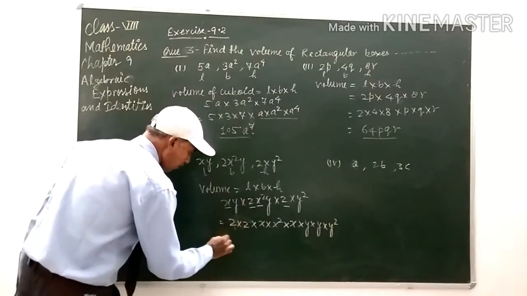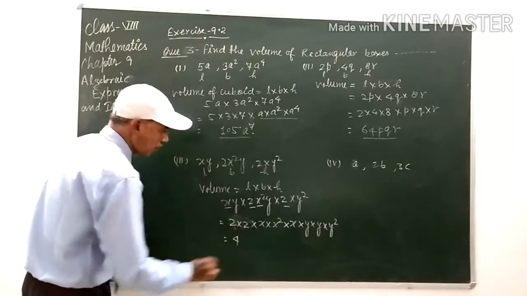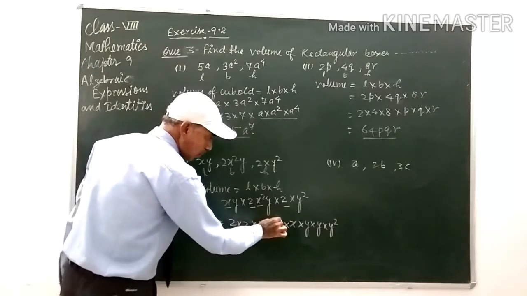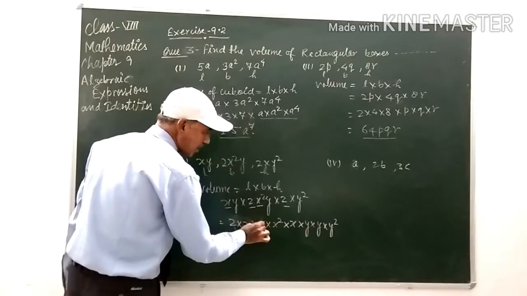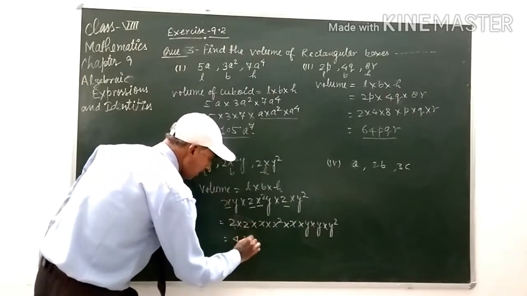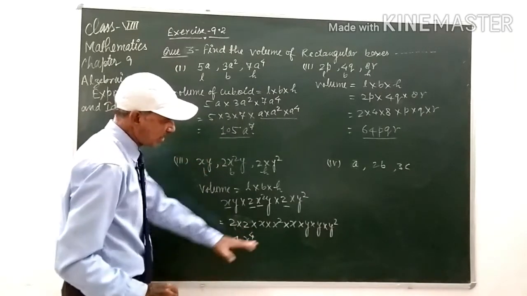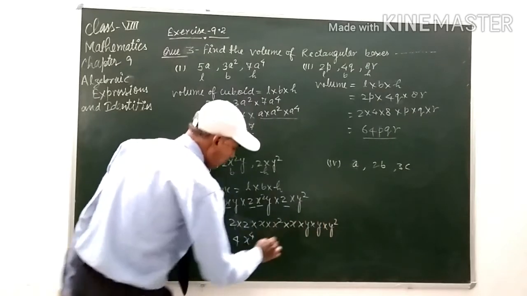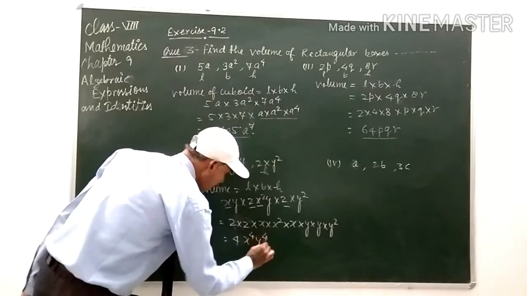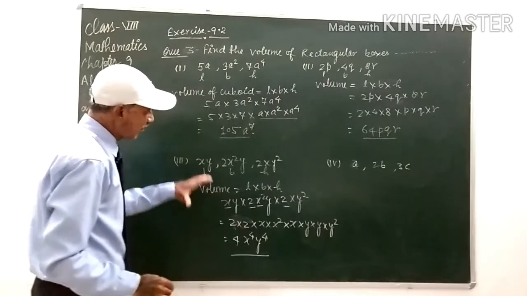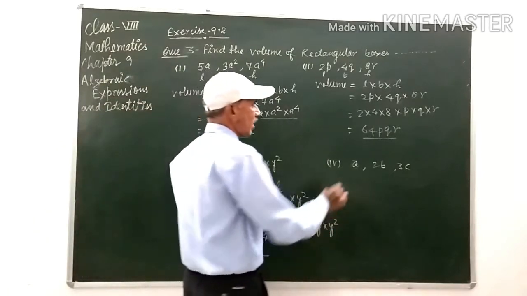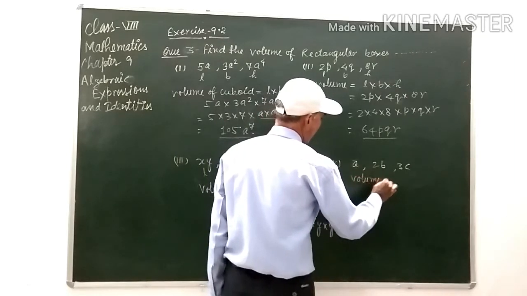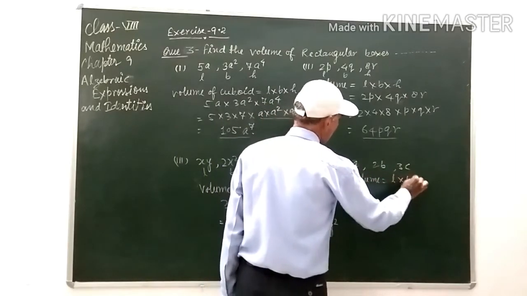Now 2 2s are 4, x to the power 1, 2 and power 1, that is x to the power 4. Clear students? And y to the power 2, 3 and 4, y to the power 4. This is the volume of this rectangular box, and in this volume is equal to L into B into H.